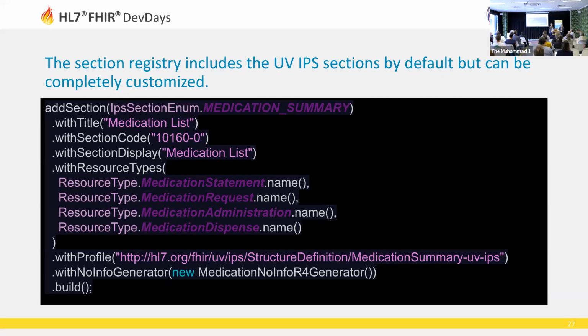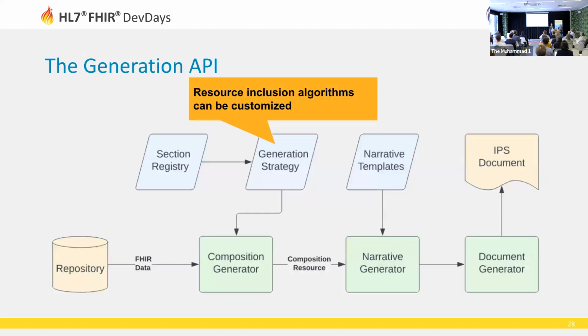This is one of the built-in, default sections, but the whole idea with the registry is that if you've got custom sections for your implementation, you can add them to the section registry. If you're constraining out one of these sections, you can remove them from the registry. You could even customize them if you've got your own rules for what resources go in a section or whatever it is. All of that is doable. So the section registry is thing number one.